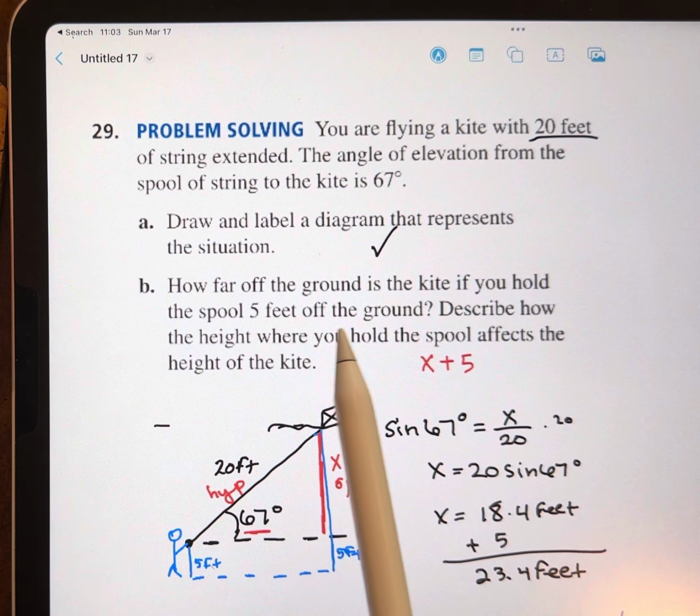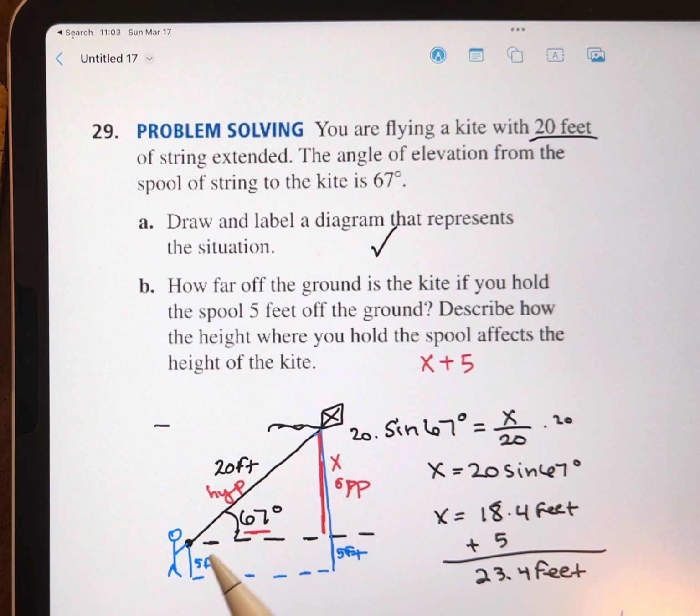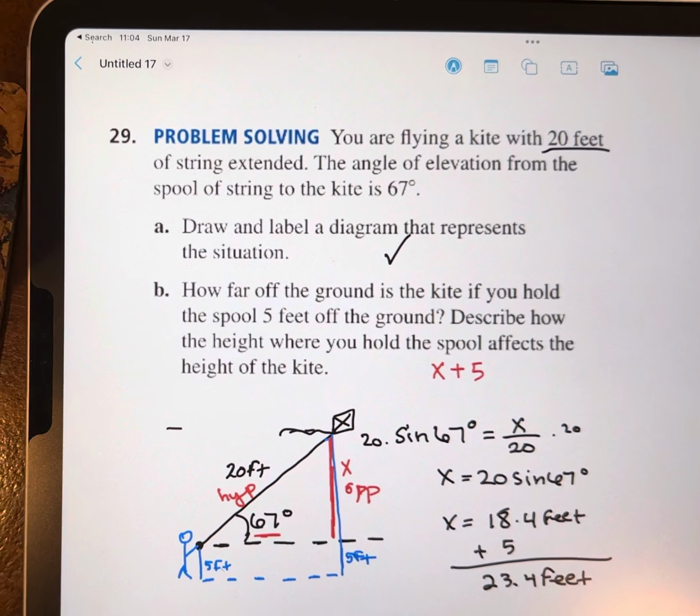How far off the ground, blah, blah, blah. Describe how the height where you hold the spool affects the height of the kite. Well, the higher I hold it, that's just higher that I've got to add to this triangle. Alrighty. That's it.